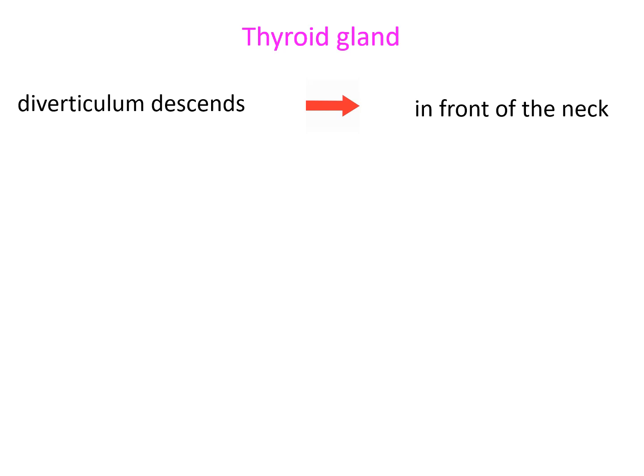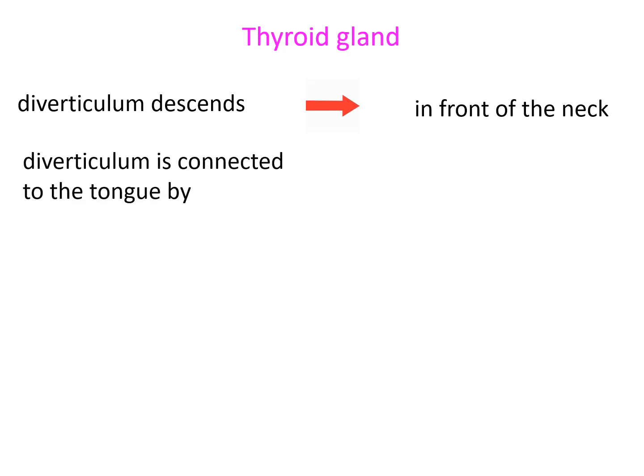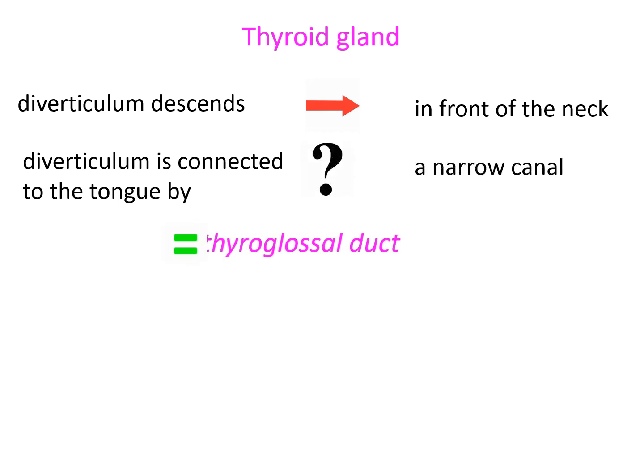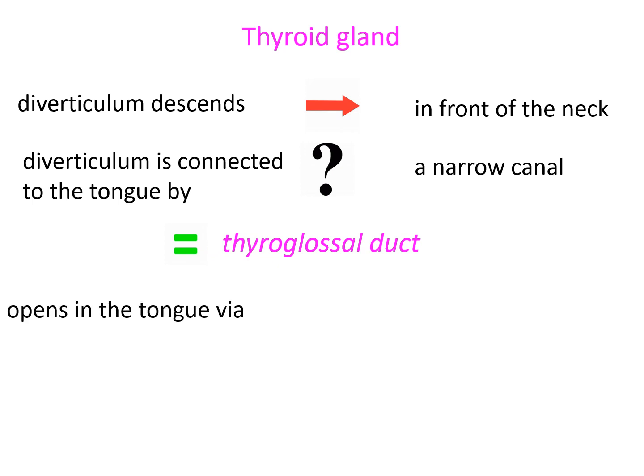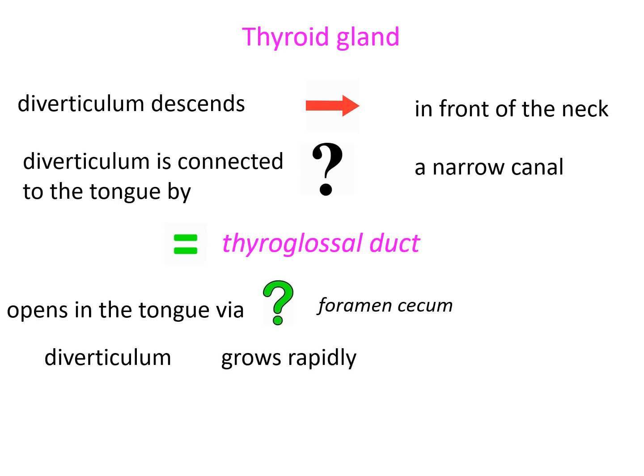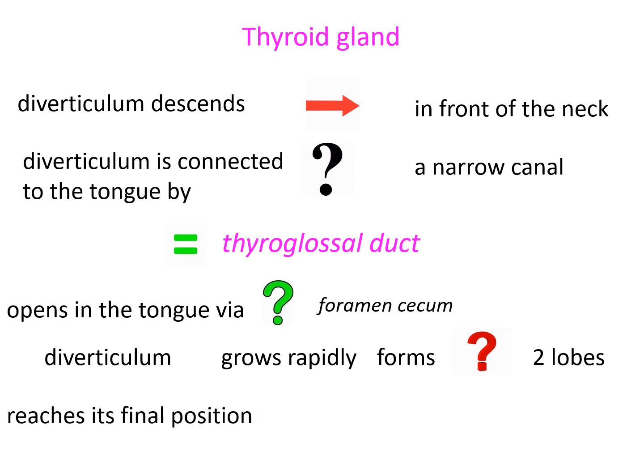In front of the neck, the diverticulum is connected to the tongue by a narrow canal. This narrow canal is called the thyroglossal duct. It opens in the tongue via the foramen cecum. This diverticulum grows rapidly and forms the two lobes of the thyroid gland and reaches its final position anterior to the trachea.